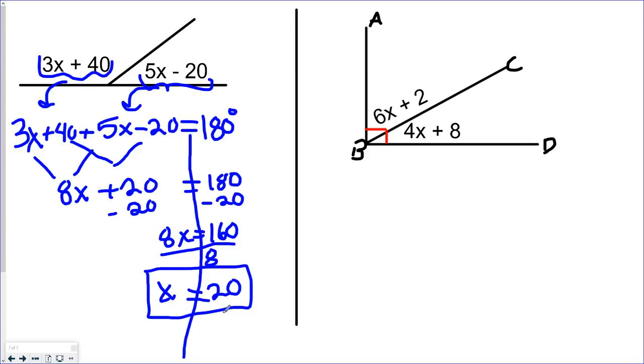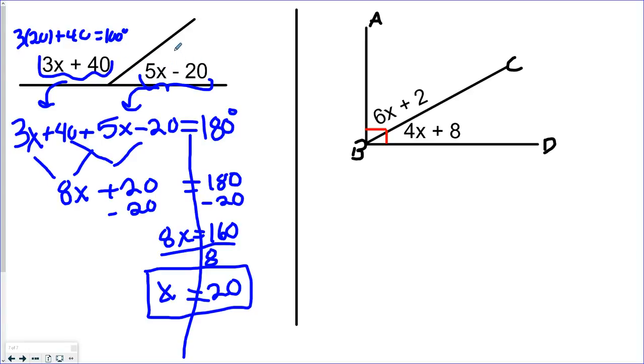This tells me what the x is. This missing angle is 3 times 20 plus 40. 3 times 20 is 60. 60 plus 40 is 100. So that missing angle there is 100 degrees, which would be my answer for that missing angle. I wouldn't say that missing angle is 20 because it's not. It's 100. The piece that I found is 20, and I can use that piece to find the entire angle itself afterwards. Same thing for here.